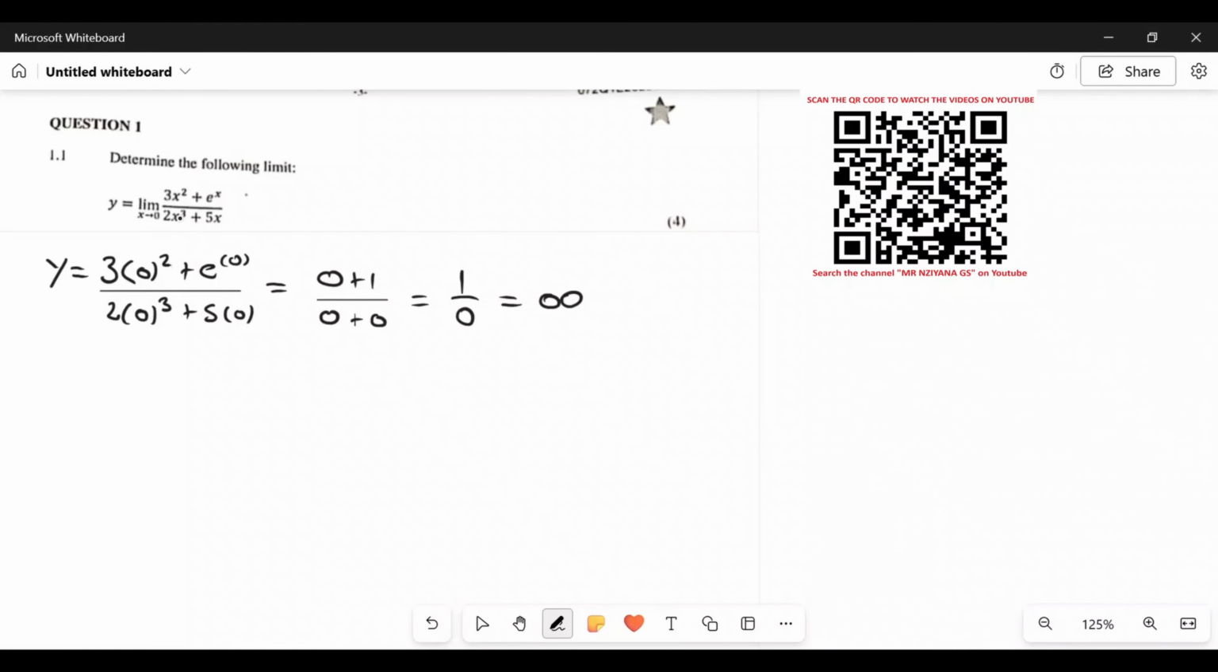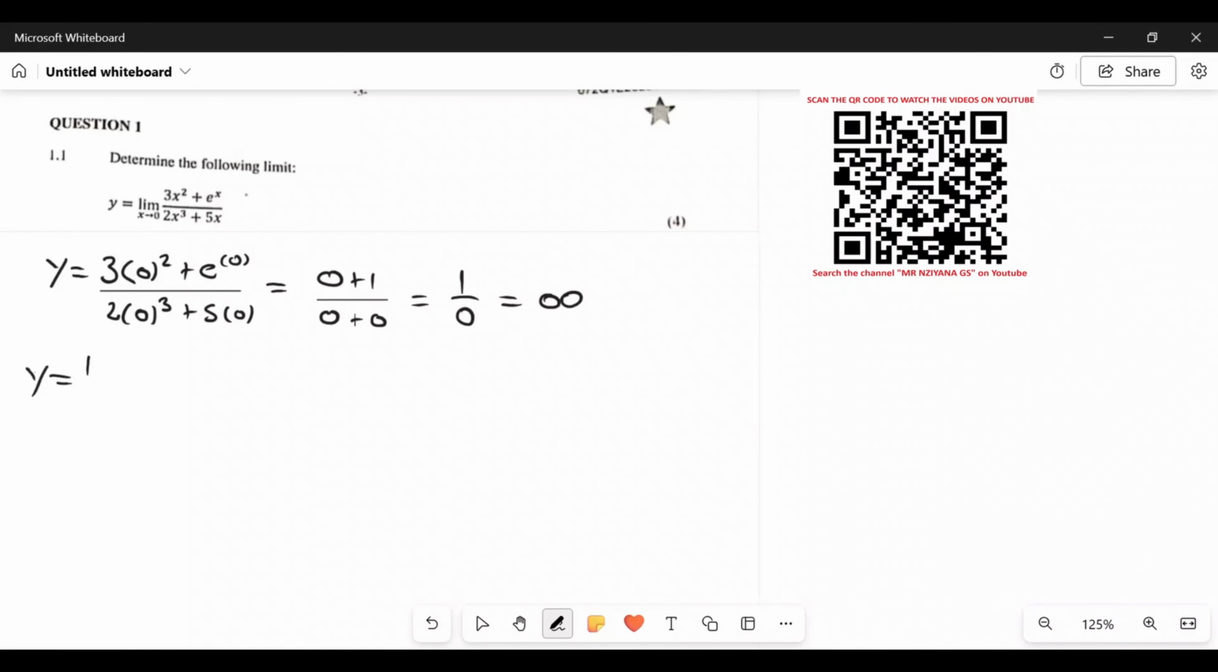So simplification won't help here. Dividing with x with the highest power also won't help here. So we need to apply the L'Hopital rule. Your question must be a fraction. As you can see, this is a fraction. We are fine with that. And we have to get infinity when we do direct substitution. Now that those 2 terms are met, with L'Hopital, what you should do is you must differentiate the numerator and the denominator. So let's continue.